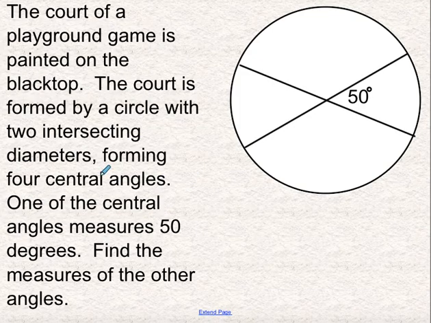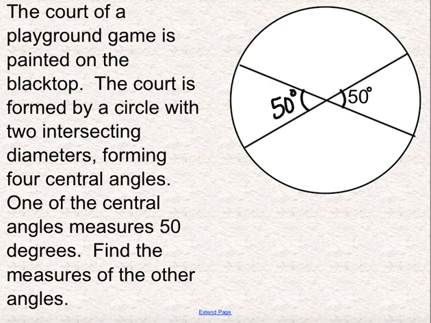Now let's look at this one. This goes back to defining our different angles. We say that we have this game that is being played on the blacktop, and this is what it looks like. It has two intersecting lines, two intersecting diameters. All we are given is that this angle right here is 50 degrees. Well, knowing what we know about angles, we know that this one across, or opposite angle, also called a vertical angle, is congruent, which means that it has the same amount of degrees.